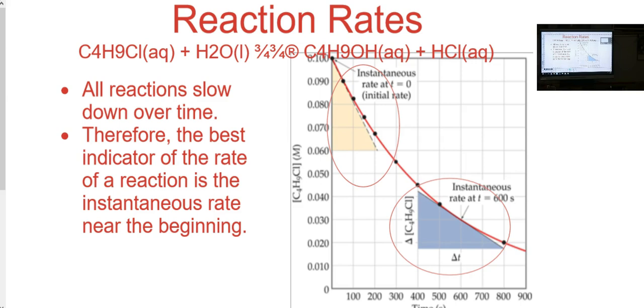All reactions slow down over time. Therefore, the best indicator of the rate of a reaction is the instantaneous rate near the beginning. Okay? Just make sure you're okay with that. So we go pretty close to the start and find a tangent line, and that's how we'll define the rate of a chemical reaction.